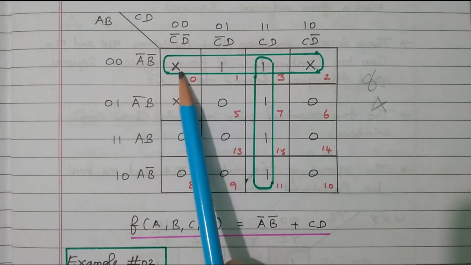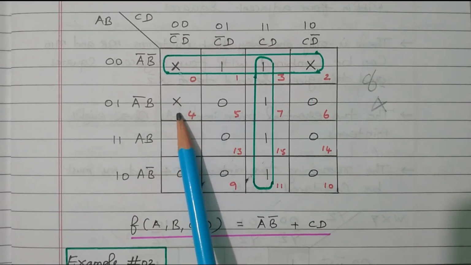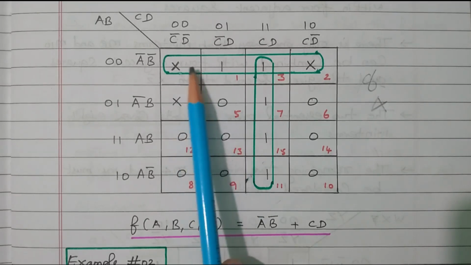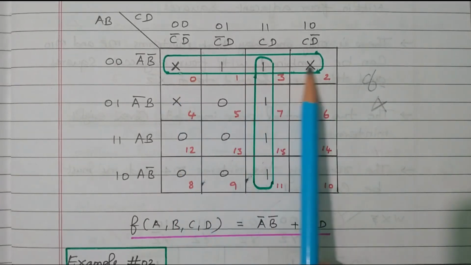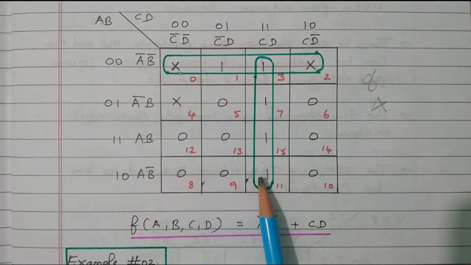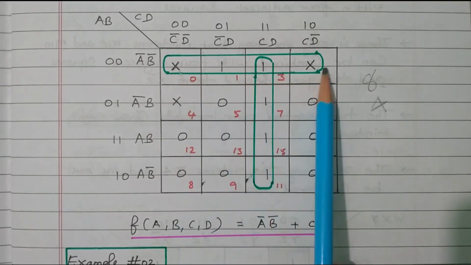So the don't care condition, if we need it, we can take it for the grouping. At the same time, if it is not grouped, it's not a problem. It is not necessary to group all the don't care conditions. These two don't care conditions we are taking into account while grouping these two ones, so that we are getting the four variable grouping. Now we have two groups available: one is these four ones, and another is these two ones and these two x.